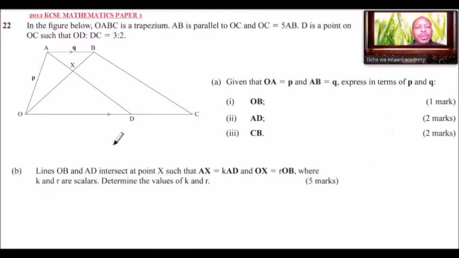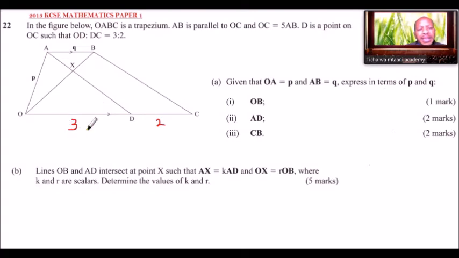Question number 22. In the figure below, OABC is a trapezium. AB is parallel to OC, and OC is equals to 5AB. So we have our trapezium here, OABC. So we are told OC is 5 times AB. D is a point on OC, so we have a point D such that OD is to DC is 3 is to 2. We can put this information here. This is 3 and this is 2.